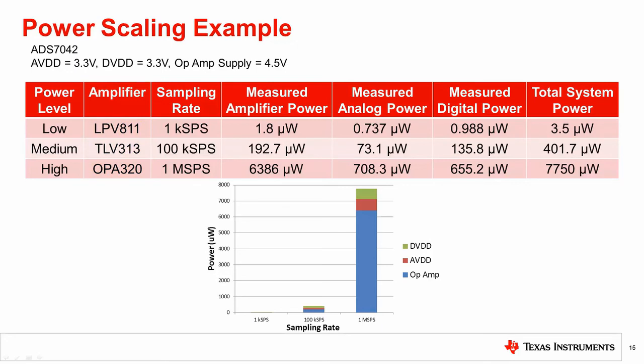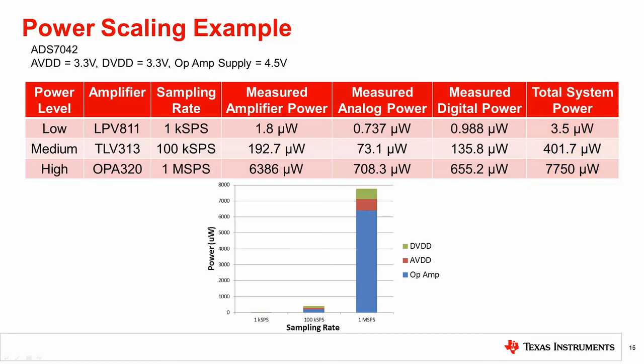The table allows you to see 3 different power levels, the amplifier used, and the sampling rate. The power is broken down into the 3 contributors that were explained earlier in this video: front-end driver power, analog supply power, and digital supply power. The last column combines the 3 power components to give a total system power.